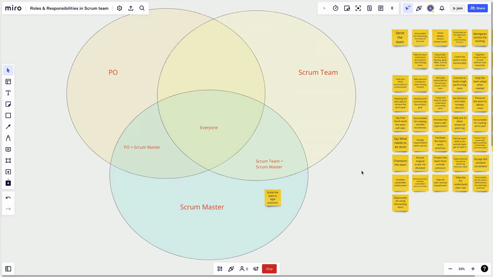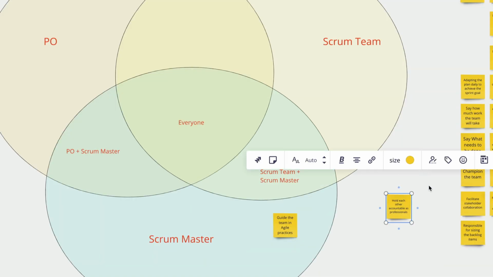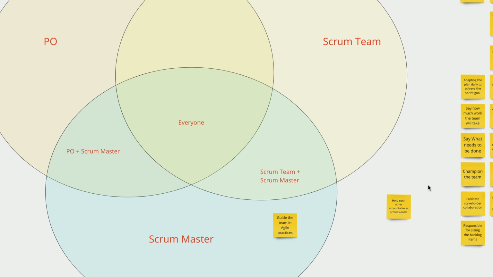Okay, let's look at the next item now on the list. So for instance, if we take this one, which is hold each other accountable as professionals. So who is responsible for this? Again, is this the role of the product owner to hold everyone accountable as a professional, or the Scrum team, or the Scrum Master? Or is it everyone? So this means that everyone on the team, and that includes the product owner, the Scrum team itself, and the Scrum Master are responsible to hold each other accountable as professionals. So we will actually move this post note in this section.